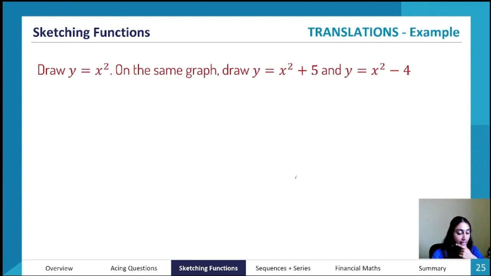So I'm going to give you a second to try this on your own. So draw y is equal to x squared. And then on the same graph, draw y is equal to x squared plus 5, and then x squared minus 4.